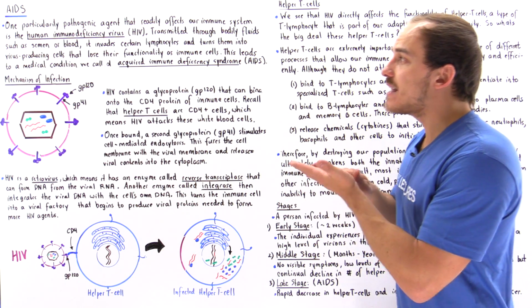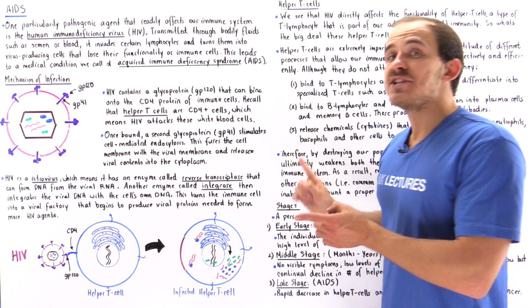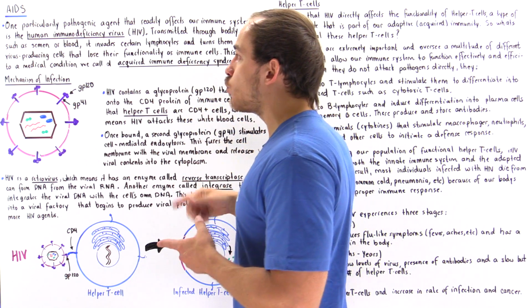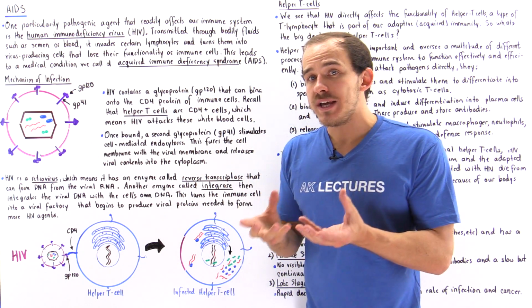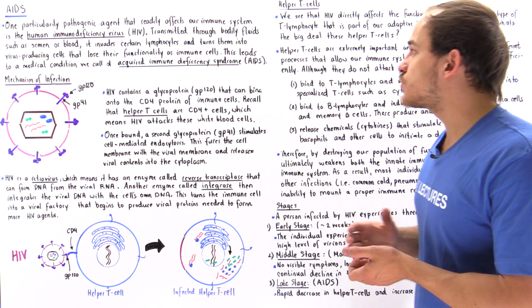So it's not the actual HIV, that virus, that kills us, but it's what it does that ultimately kills us. It's the fact that the virus creates a very weak immune system, and any infection whatsoever can essentially kill us off.